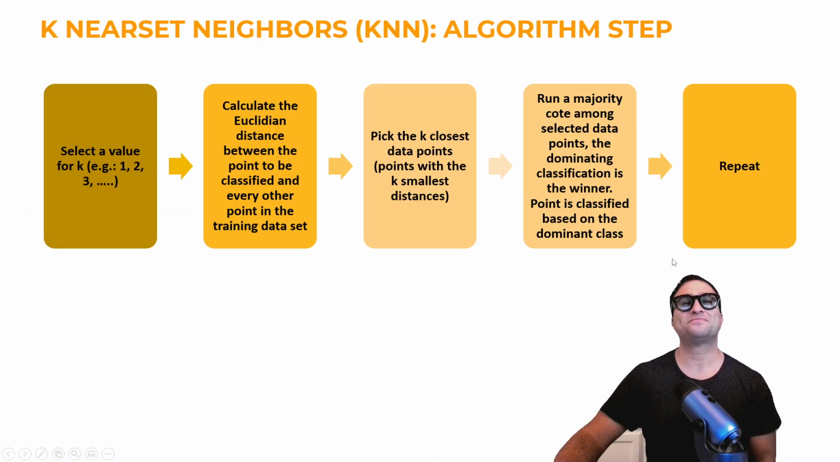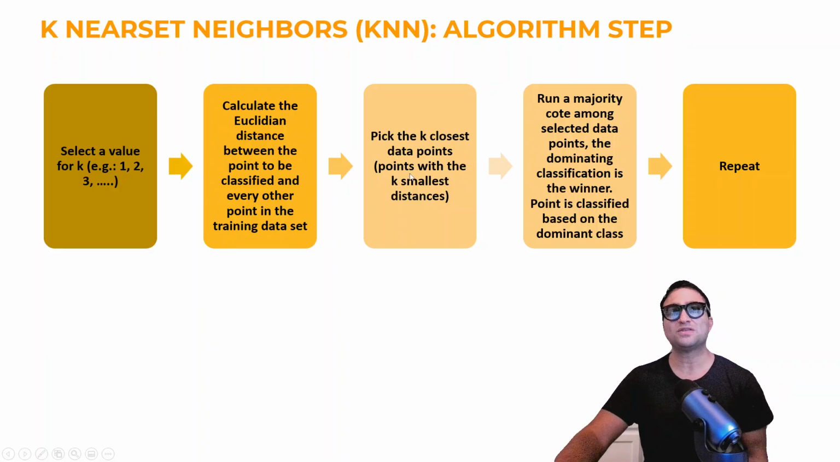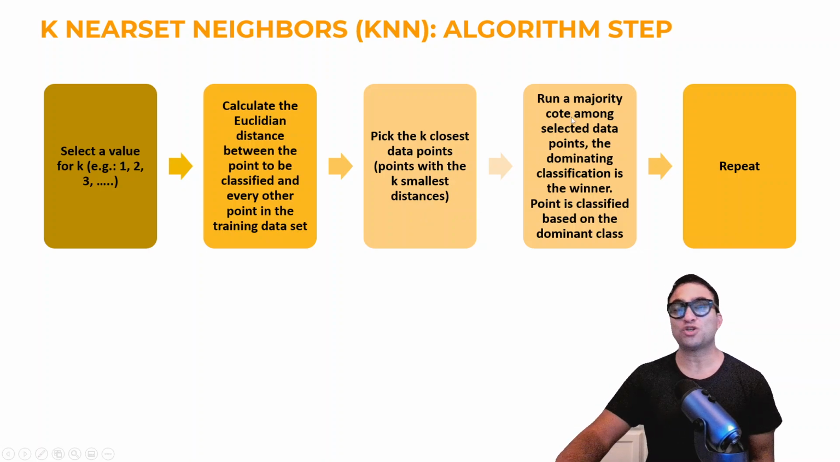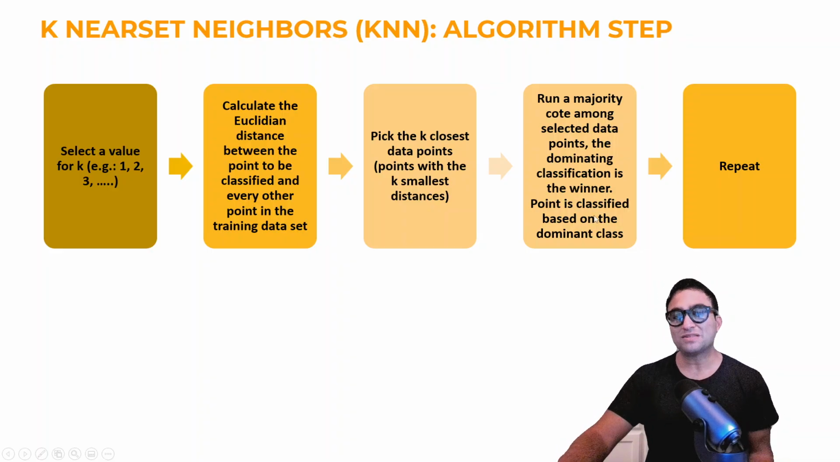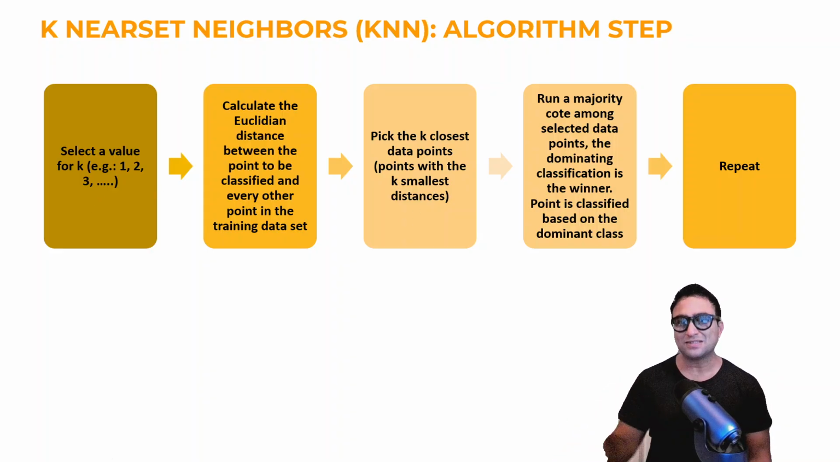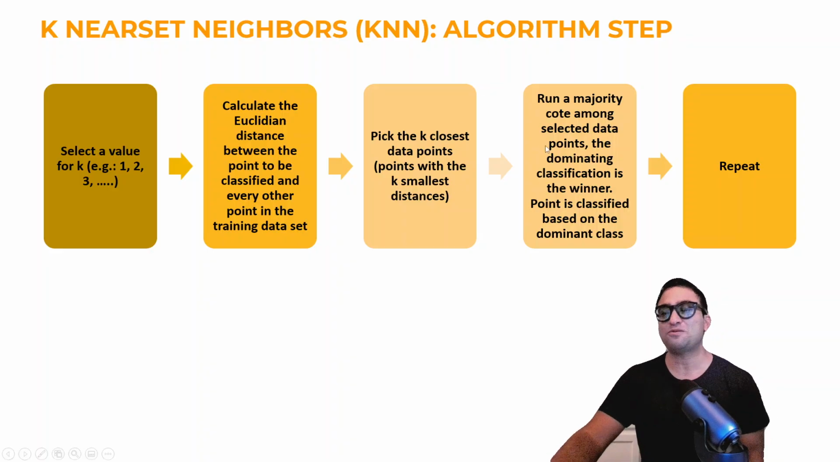All right, so let's go back. And this is simply this piece here. Third, we pick the k closest data points. These are the points with the k smallest distances. Afterwards, we run what we call a majority vote among the selected data points, and the dominating classification is simply the winner. So the point is classified based on the dominant class. Then we go back and repeat again: we select the value of k, we calculate the Euclidean distance, we pick the k closest data points with the smallest distances, and then we run a majority vote, and then we repeat.